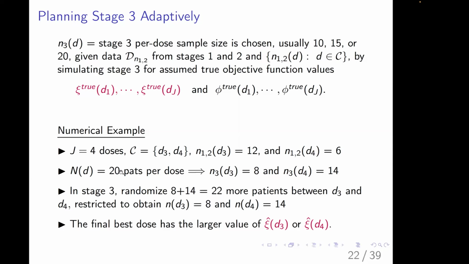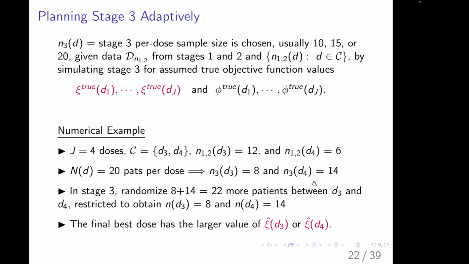I didn't pick it. So if n of D is chosen to be 22, then you could have 8 at dose 3 and 14 at dose 4. And so you'd randomize them, restricted so that you had 8 at dose 3 and 14 at dose 4. So as they're arriving in the clinic, you're randomizing them to get these sample sizes. I'm sorry, the 20 should have been a 22.